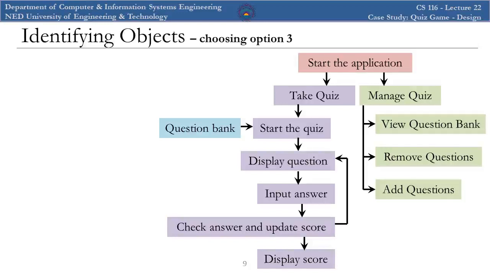And the main part is this purple one. Like I'll maintain only one question bank, and I'll ask the user, the person who is playing or taking the quiz, I'll display questions one by one, and then I'll calculate the score. So this is what we are going to build. So now let's identify what objects we can make in this scenario.